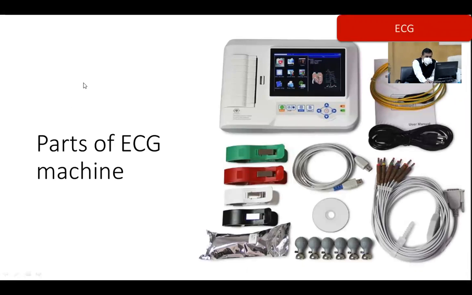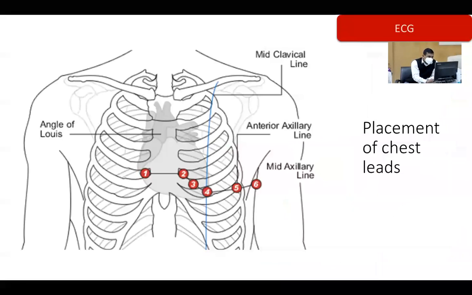You can see the ECG machine and leads, power cords, chest leads, peripheral leads, and the power cord also you can see in the picture. These are the parts which will be available for you.